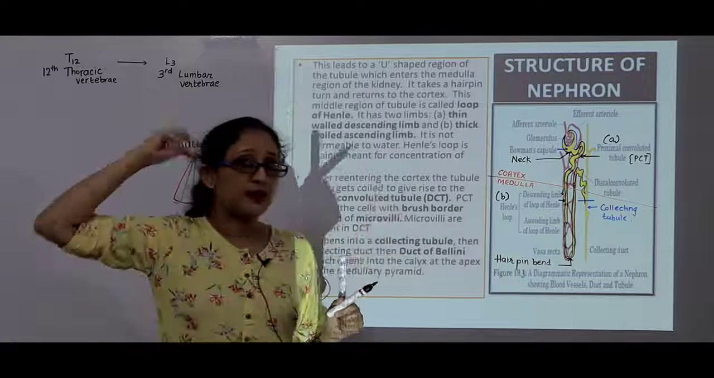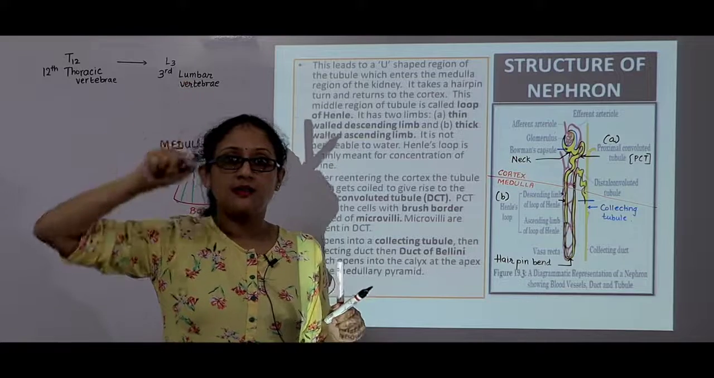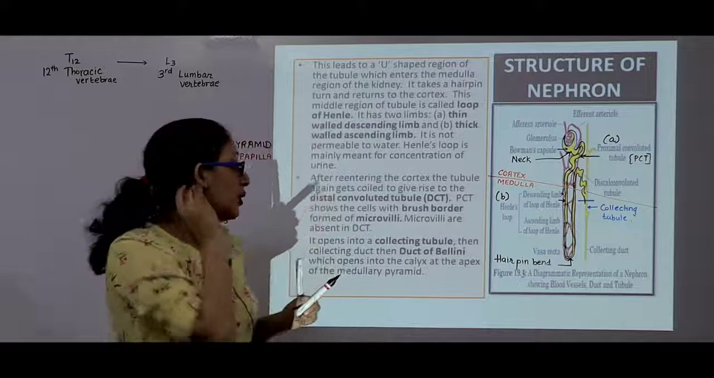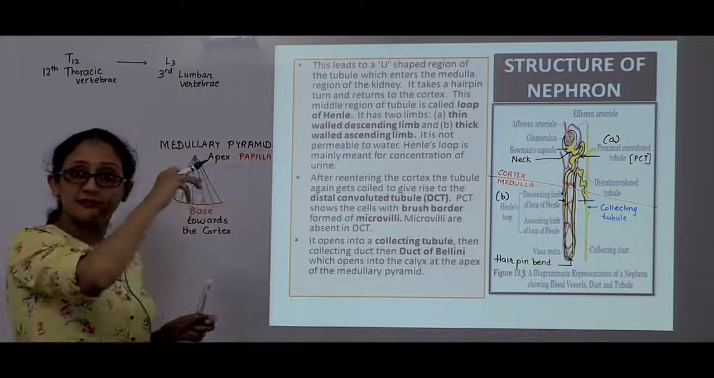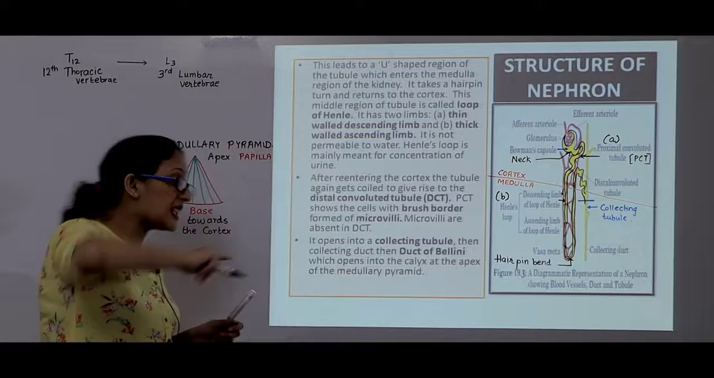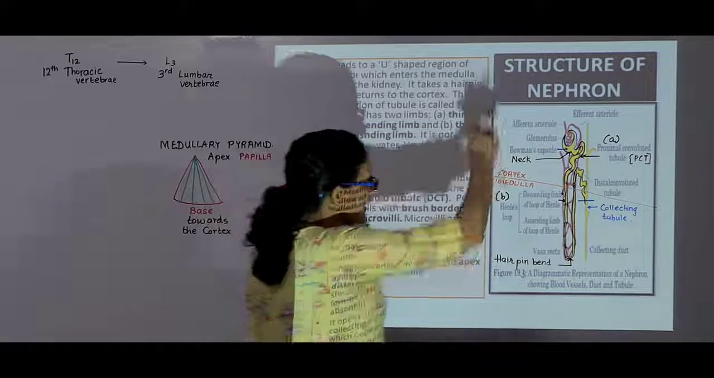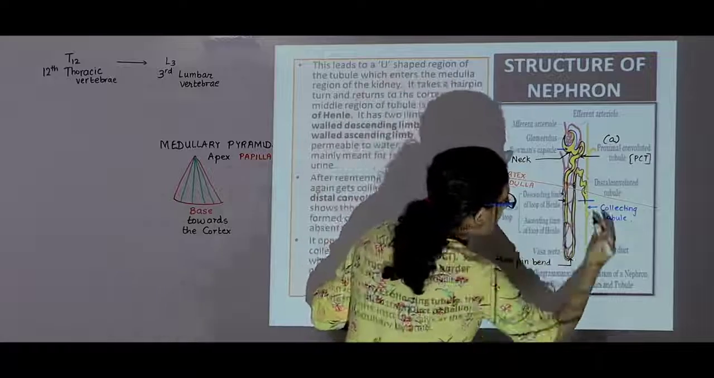You know the hairpins are there, the black one. So you put it like this to hold your hair in place. So it looks like that. So the lower turn is called the hairpin bend. And after that, the urine will move upwards.